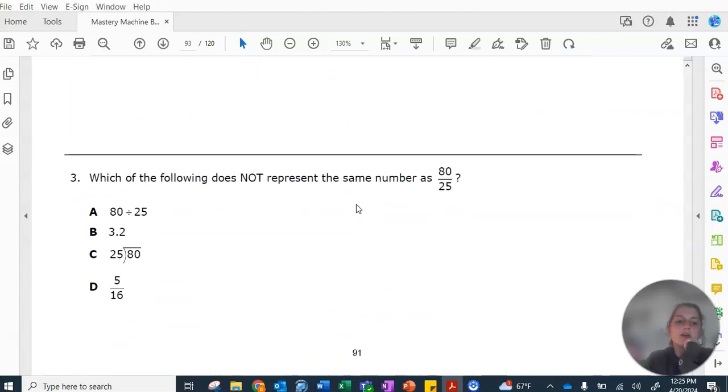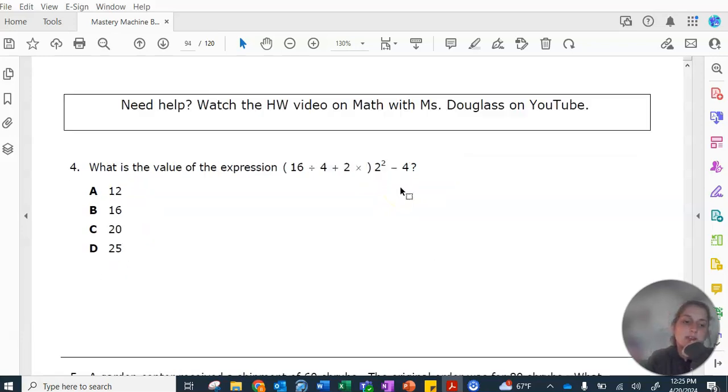Number 3, which of the following does not represent the same number as 80/25? Okay, so if a number is on the top, that means that it's what we're dividing up. So it should be first and it should be in the middle. So you are just choosing between B and D. Either simplify or straight up divide and see what you get as a decimal, but doing one of those two things will help you eliminate and find your final answer.